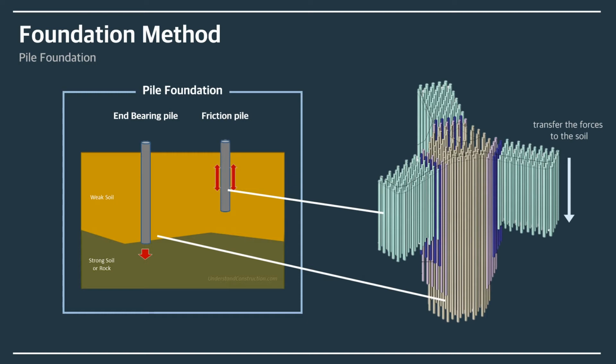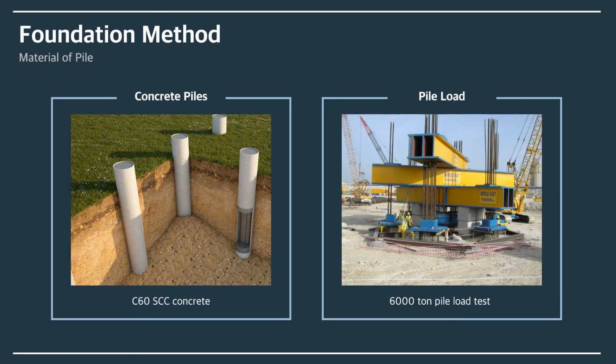Friction piles work on a different principle. The pile transfers the load of the building to the soil across the full height of the pile by friction. In other words, the entire surface of the pile, which is cylindrical in shape, works to transfer the forces to the soil. Let's find out about the concrete piles of Burj Khalifa.